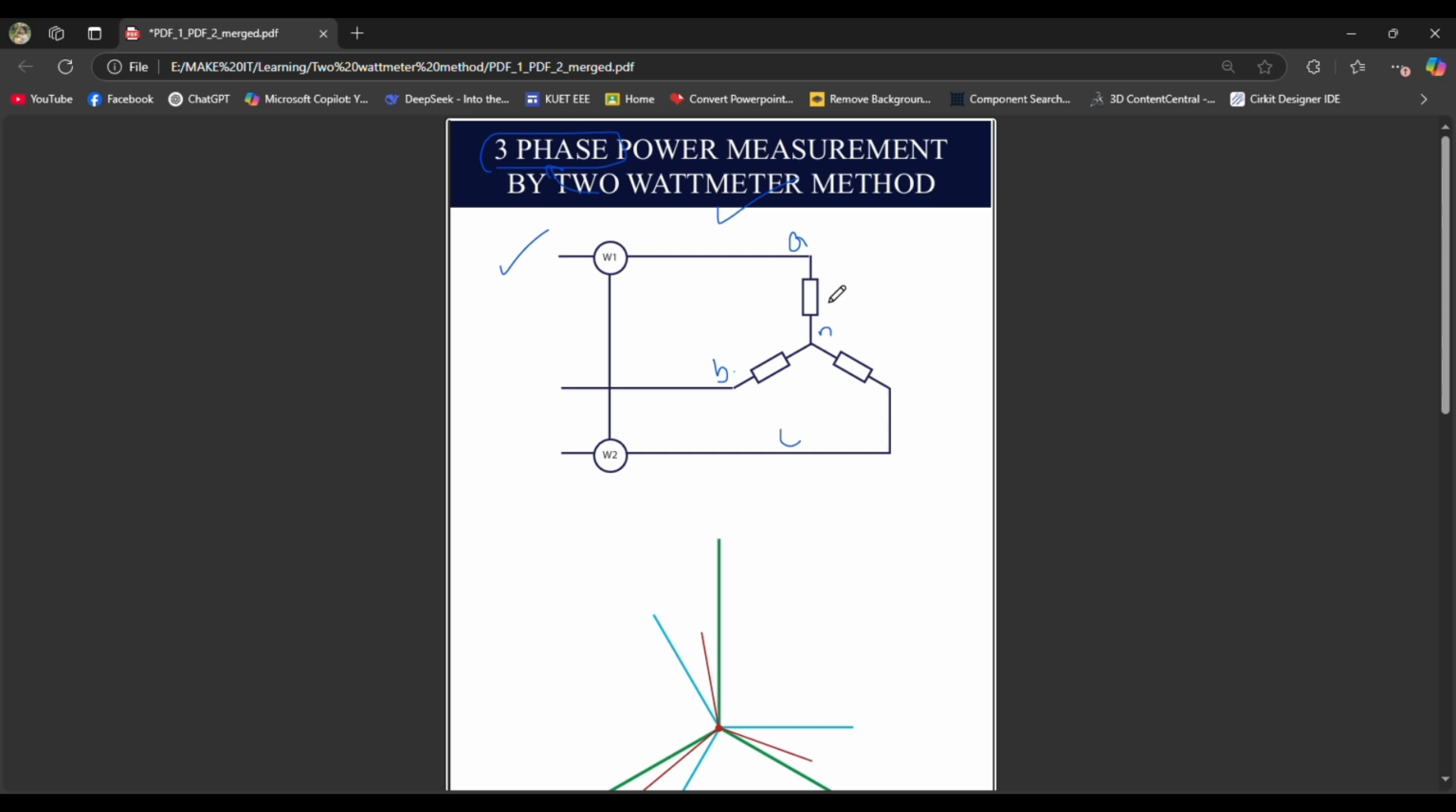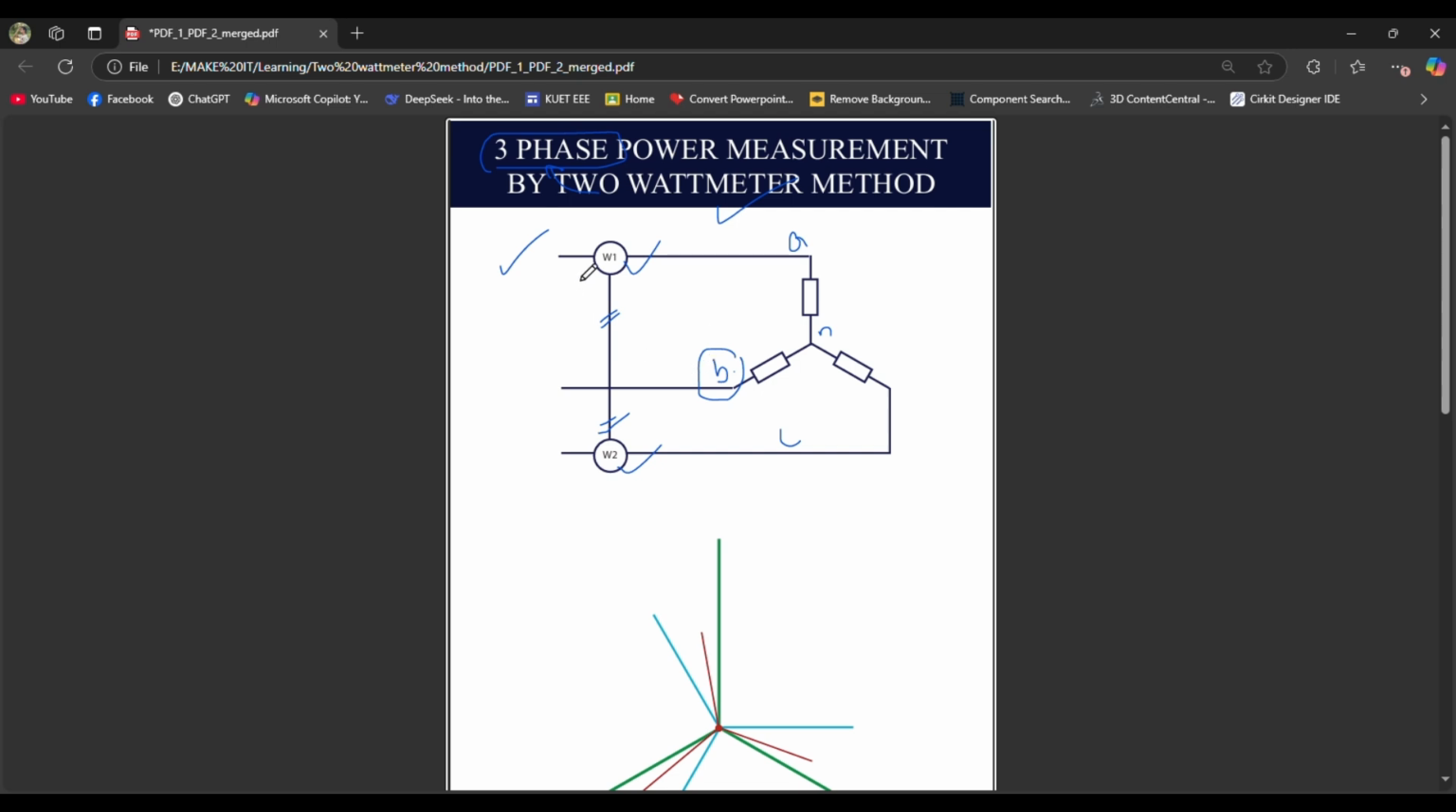First of all, you will take two wattmeters, and let's name them W1 and W2. Then you have the lines, and you have to take one common line among these three lines to give the connection. You will have a probe or wire from the wattmeters, and you have to connect these two wires to one common line. In this video I am taking that common line to be the B line, and I am giving the connection like this.